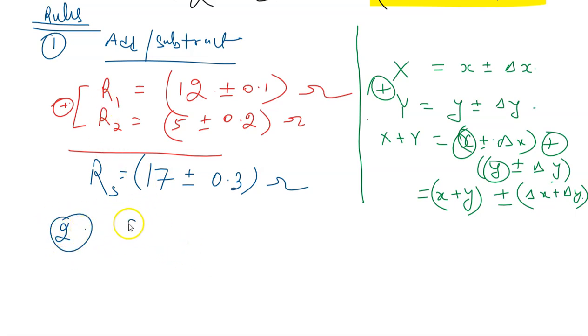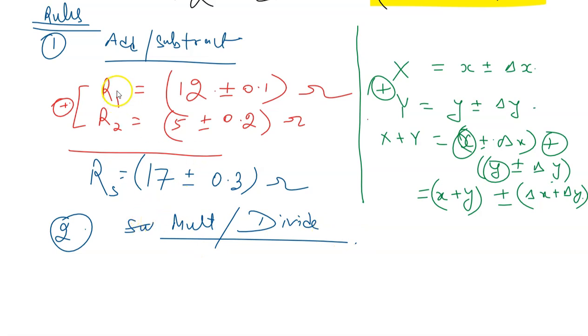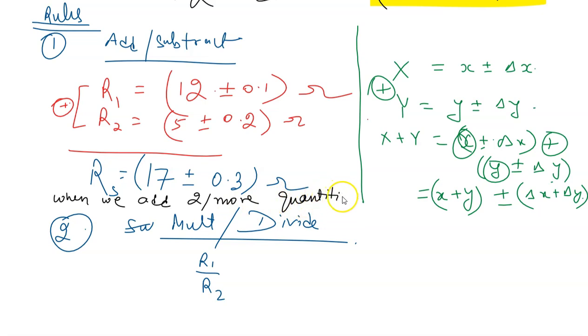Let us say now I want to multiply or divide the two values. So let us say I want to find the value of R1 by R2. So here one thing we can write down, that when we add two or more quantities, what we have seen, their errors are added up. Errors are added up.